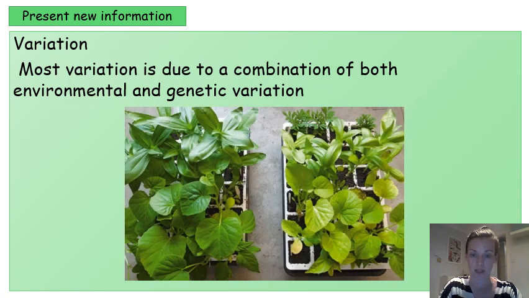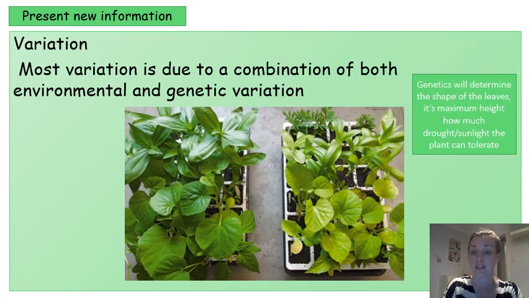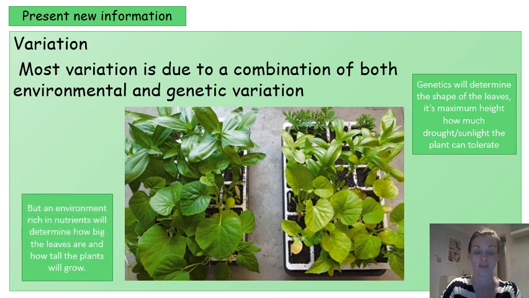So I've got these 2 trays of plants here. The genetics will determine the shape of the leaves, what size the leaves grow, and they might determine the height that a plant can grow to. You'll see you've got different sized trees and that's determined by the genetics. However, the environment determines how big those actual leaves grow. So even though they're the same species of plant, the bottom one there with the round leaves, the ones that have been in a nutrient-rich environment, have been able to grow to their maximum size.